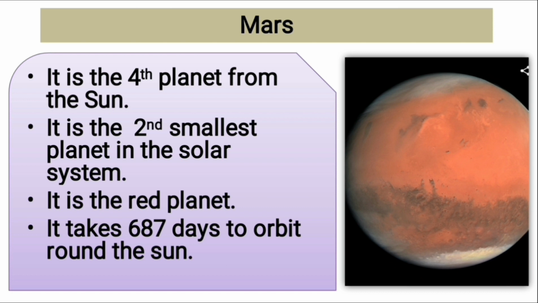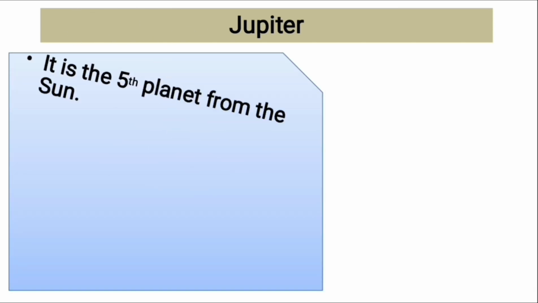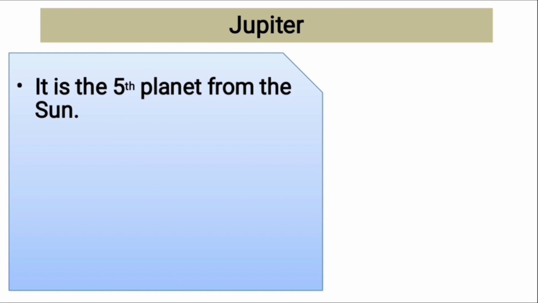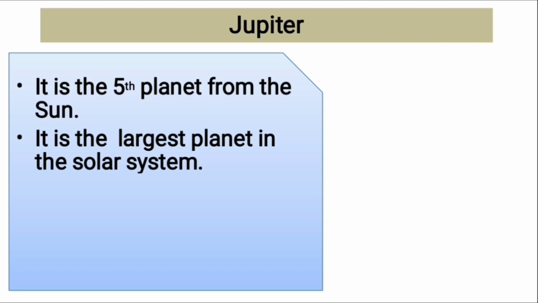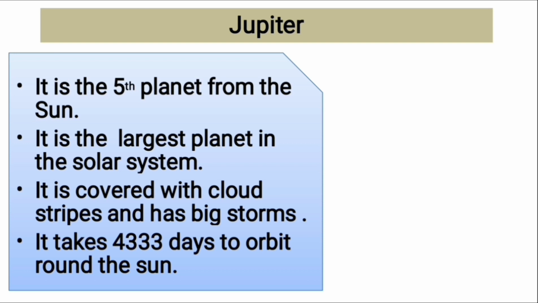Our next planet is Jupiter. It is the fifth planet from the Sun and also it is the largest planet in the solar system. It is covered with cloud stripes and has big storm. It takes 4,333 days to orbit round the Sun.